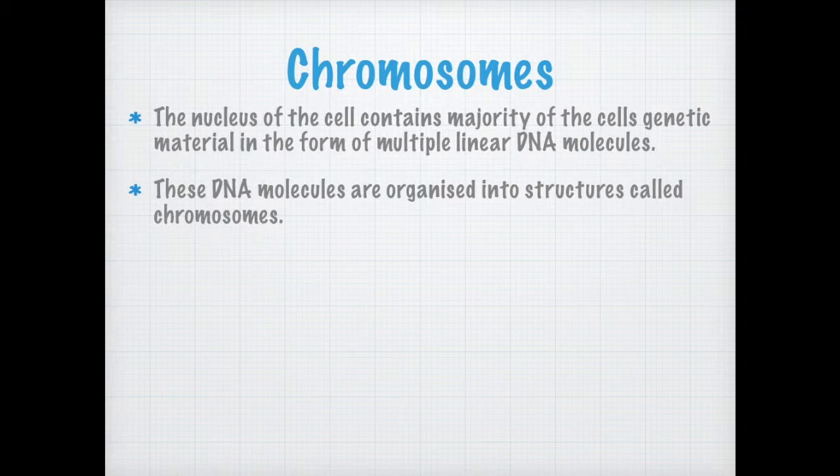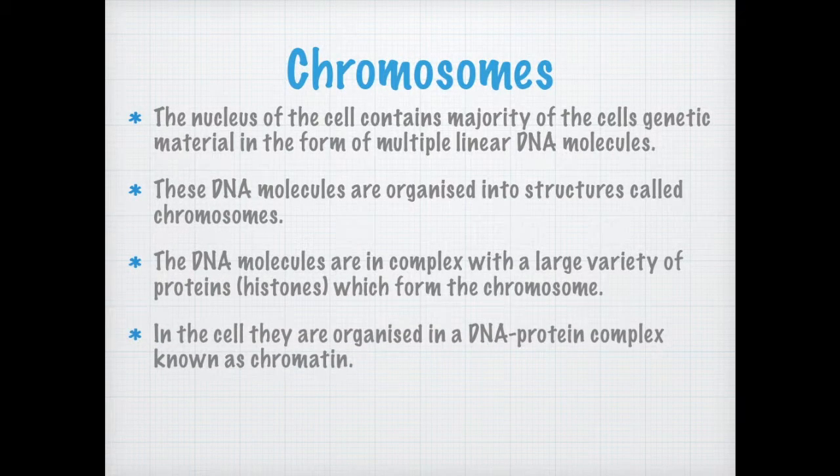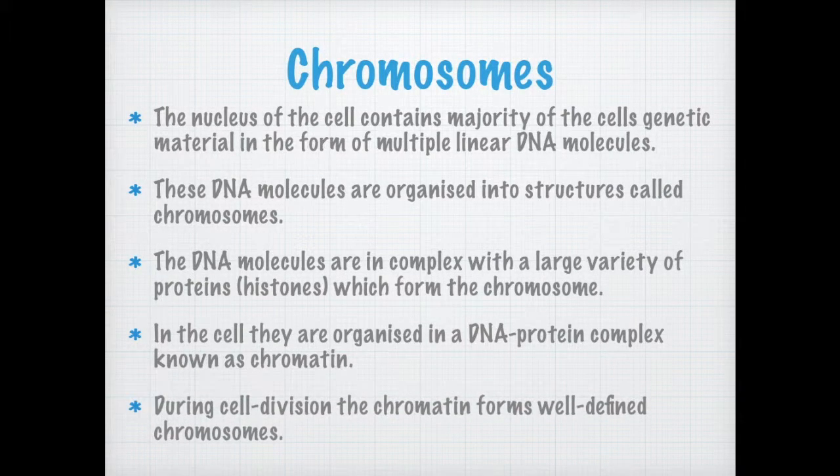These DNA molecules are organized into structures called chromosomes. And these chromosomes basically contain the information about your body. The DNA molecules are in complex with a large variety of proteins called histones, which form the chromosomes. In the cell they are organized in a DNA-protein complex known as chromatin. The chromatin are basically rippled forms of chromosomes, and later during cell replication they turn into chromosomes.